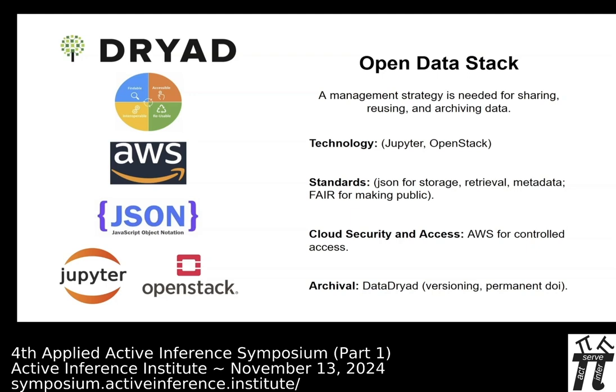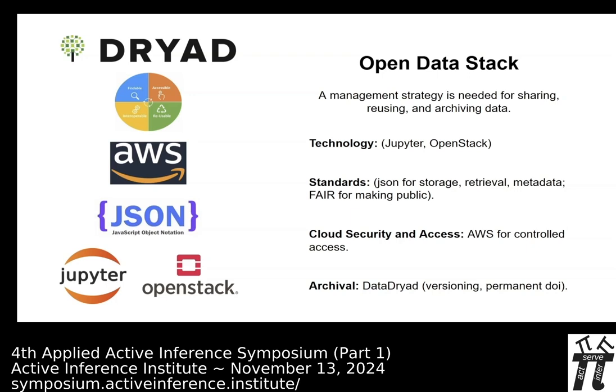Part of open data is producing data sets for public consumption. The other part is working on what they call an open data stack. An open data stack is a management strategy that is needed for sharing, reusing, and archiving data. We typically start at the bottom with some sort of interactive interface for working with data. We need a metadata format. We need a cloud server to host our files, to host our data. And we also need standards, higher level standards for data production, for open science production in general. Things need to be findable, accessible, interoperable, and reusable.